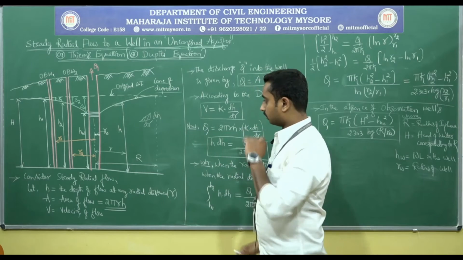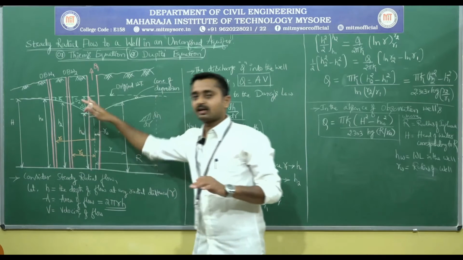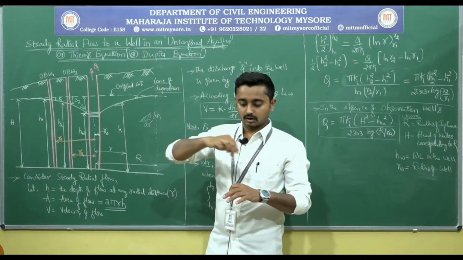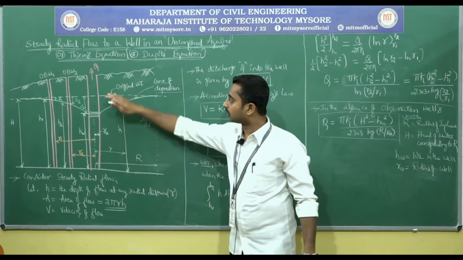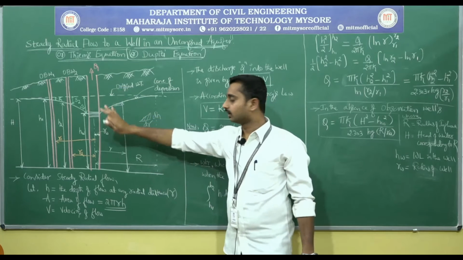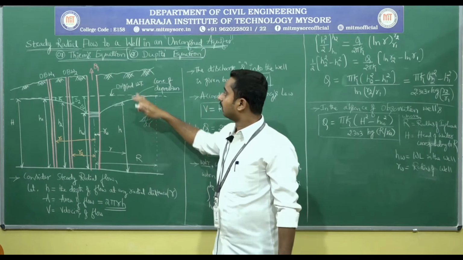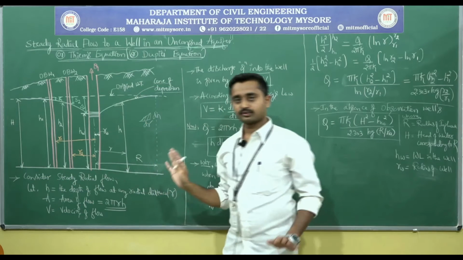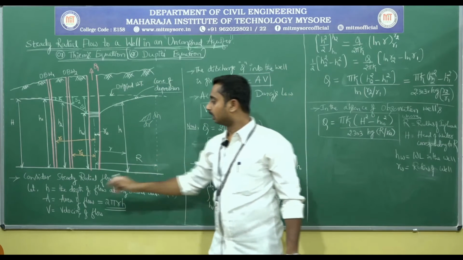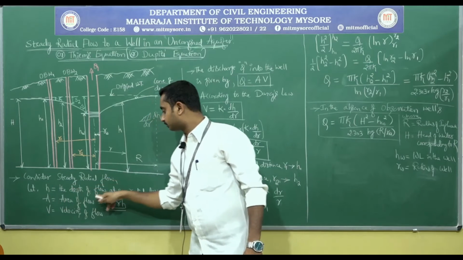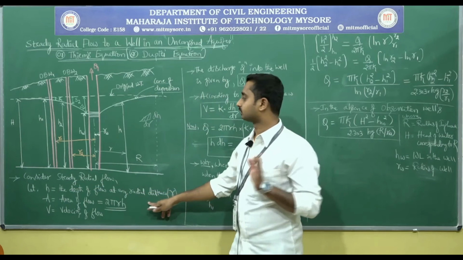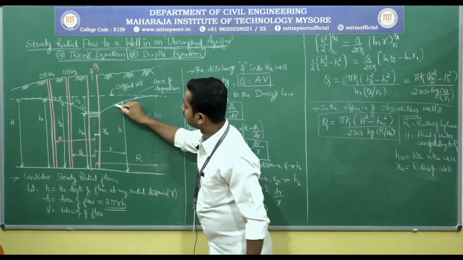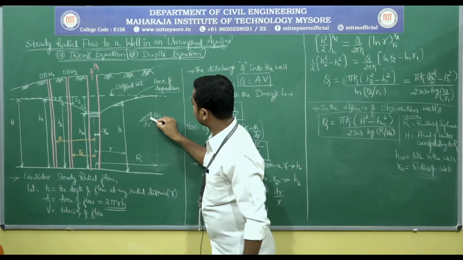Now consider steady radial flow. Radial flow means that around the pumping well the water level is decreasing. This is the radius of radial flow. Consider steady radial flow, let h be the depth of the flow at any radial distance r. Consider a very small element.